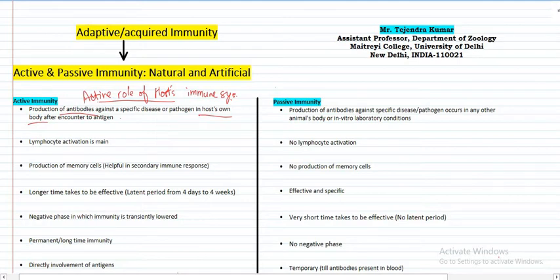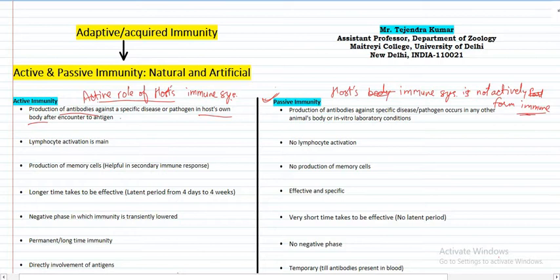Which means in passive immunity, the host's body, the host's immune system, does not actively participate, right? It does not actively form immune particles or immune molecules, immune cells, right? So that's why it is called passive, because here there is no active role. But in case of active, there is an active role. So that's why active and passive are different, right?